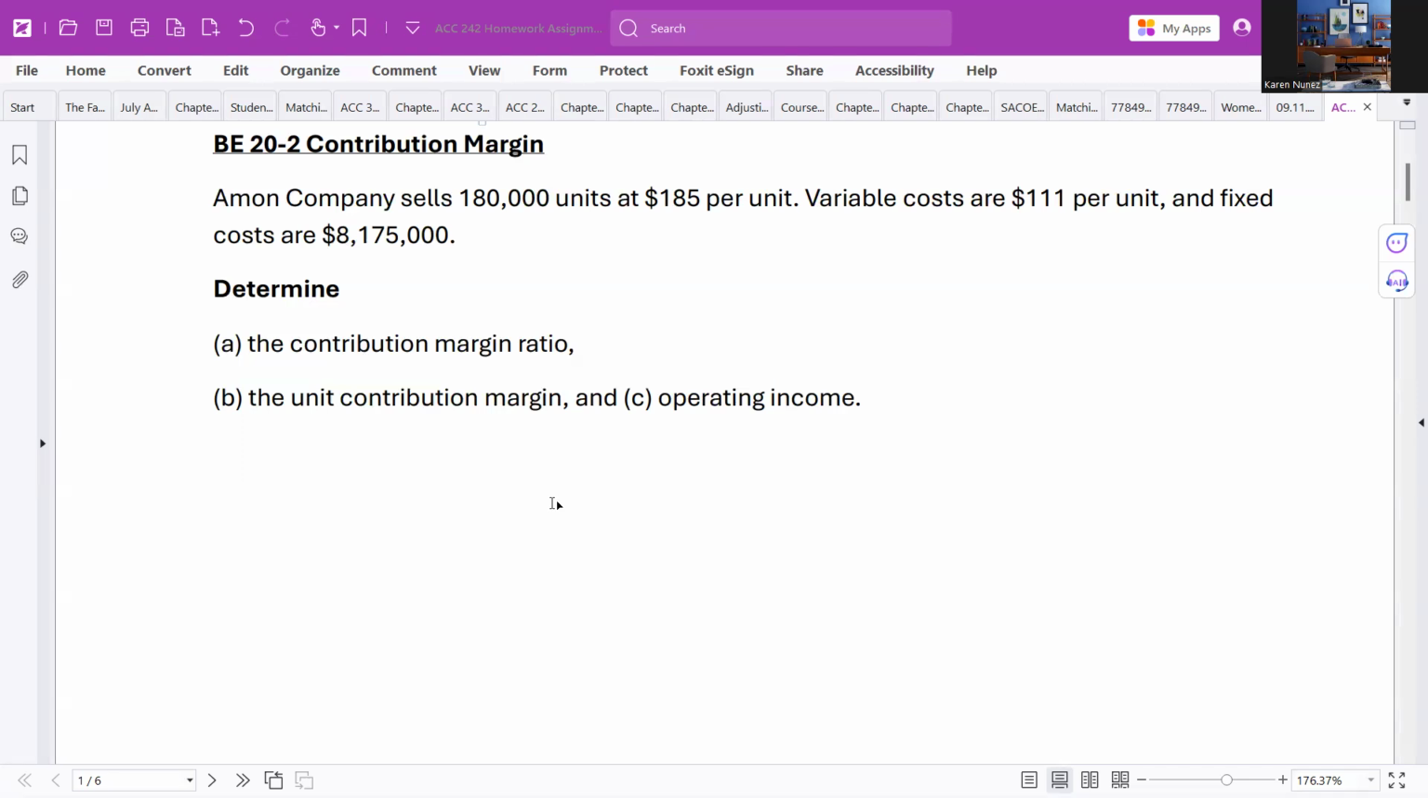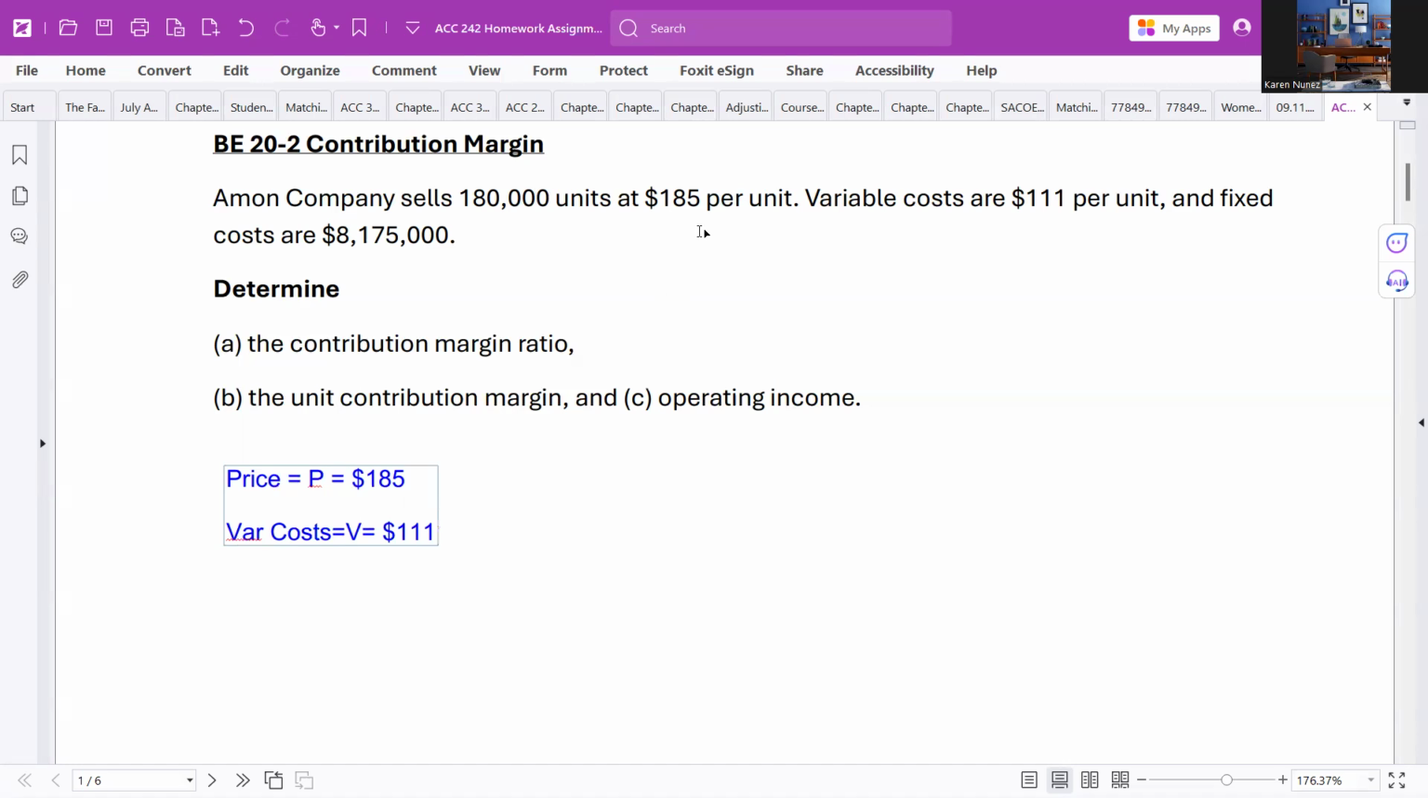Well, I really think it makes sense to start with the unit contribution margin, and then we'll calculate the ratio. Okay, so let's see here. The price is P, and the price that we're given here is $185 per unit. And we are also given variable costs. The variable cost, we're going to call that V. And the variable costs are $111 a unit.